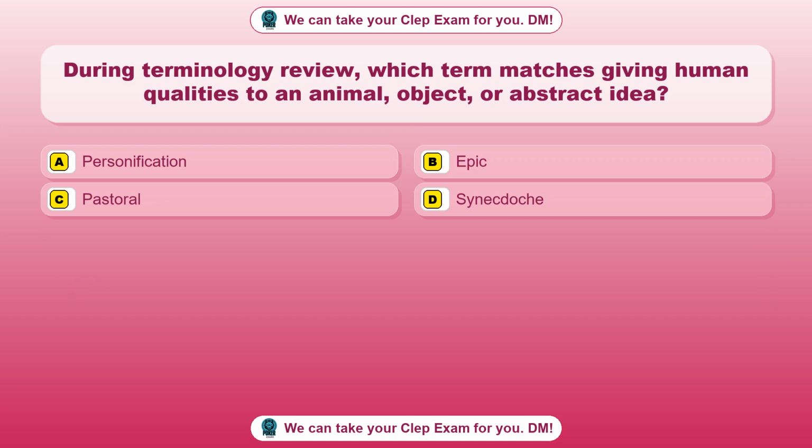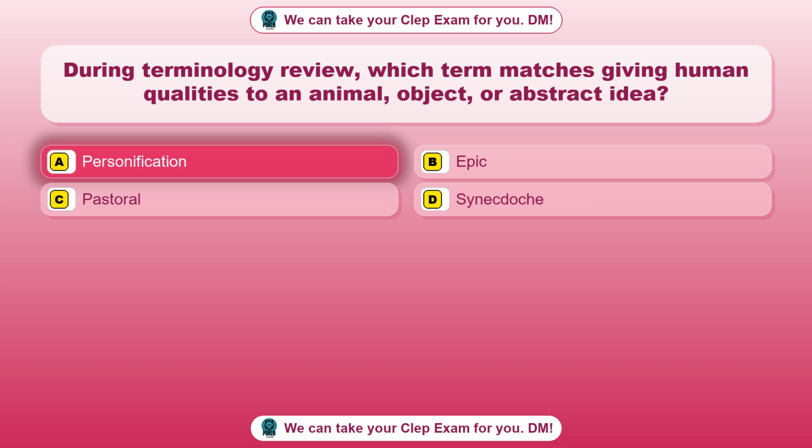Question 3. During terminology review, which term matches giving human qualities to an animal, object, or abstract idea? Option A, personification. Option B, epic. Option C, pastoral. Option D, synecdoche. The correct answer is option A, personification.